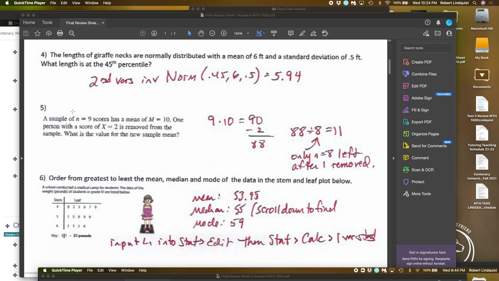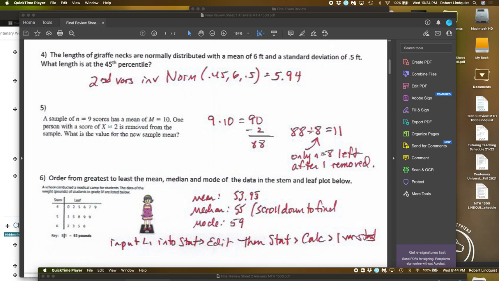Okay? It makes sense, right? 50 percentile is 6 feet because that's the mean. In a normal distribution, mean equals median equals mode. And in this case, 45th percentile should be real close to 6.